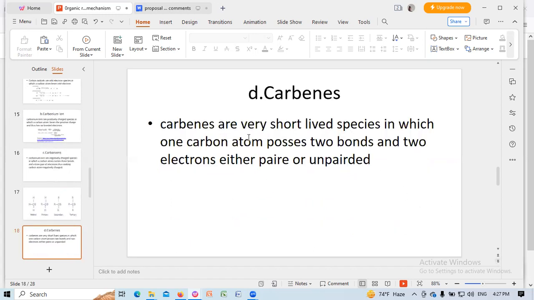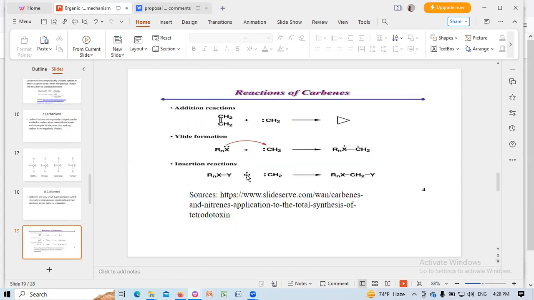Carbenes are very short-lived species in which the carbon atom possesses 2 bonds and 2 electrons, which may be paired or unpaired, but it is not a lone pair. For example, this is the carbene, having carbon with hydrogen 2 bonds and 2 electrons. In this example, the addition reaction, halide formation, and insertion reaction take place in the carbene.